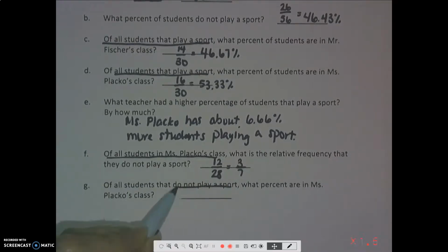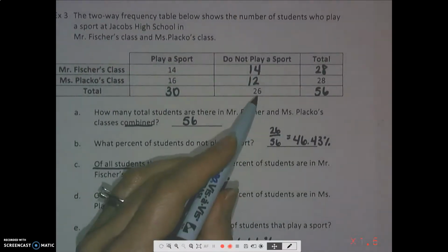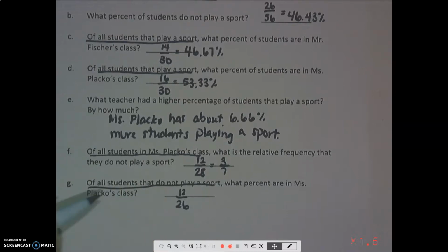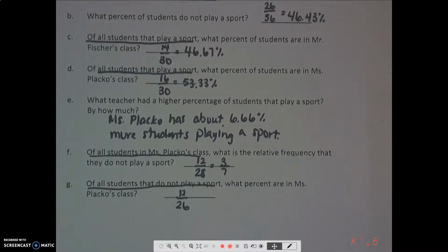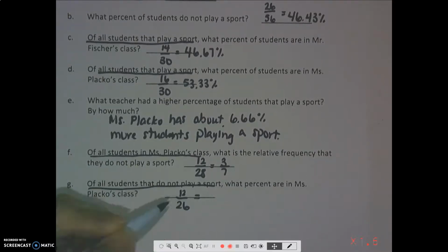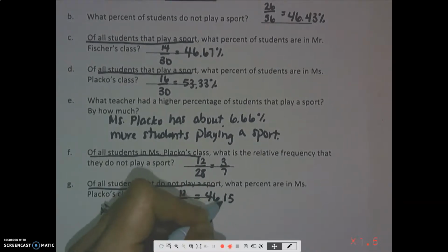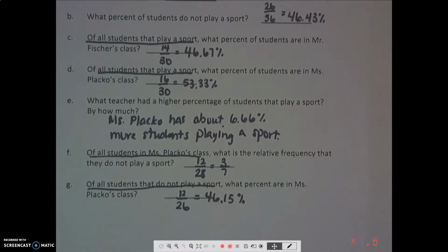All right, last question for this one. Of all the students that do not play a sport, so we want the ones that don't play a sport, that means that there are 26 students that didn't play a sport. So that's our denominator. What percent are in Miss Placco's class? So we look back up at that. There were 12 out of the 26 that don't play a sport and that are in Miss Placco's class. So when we divide that, here it does say what percent, so we're going to divide it, move the decimal place, and round. So we have 46.15% of students in Miss Placco's class that do not play a sport.